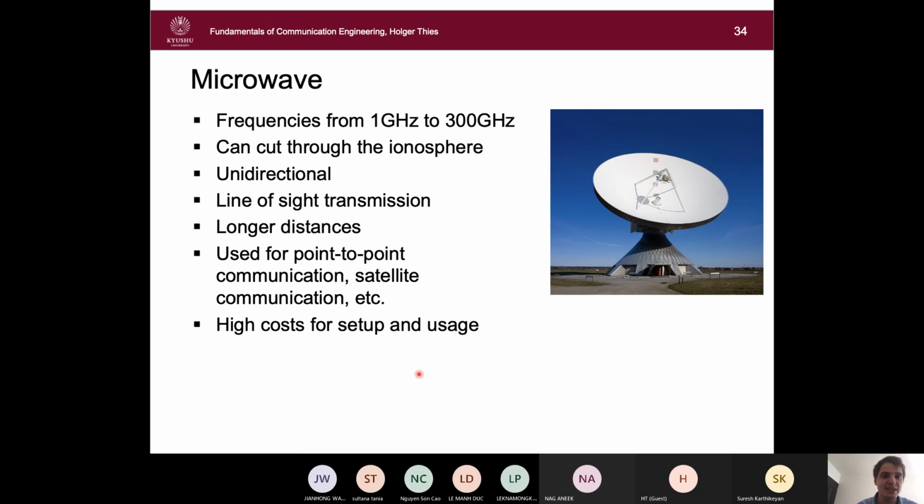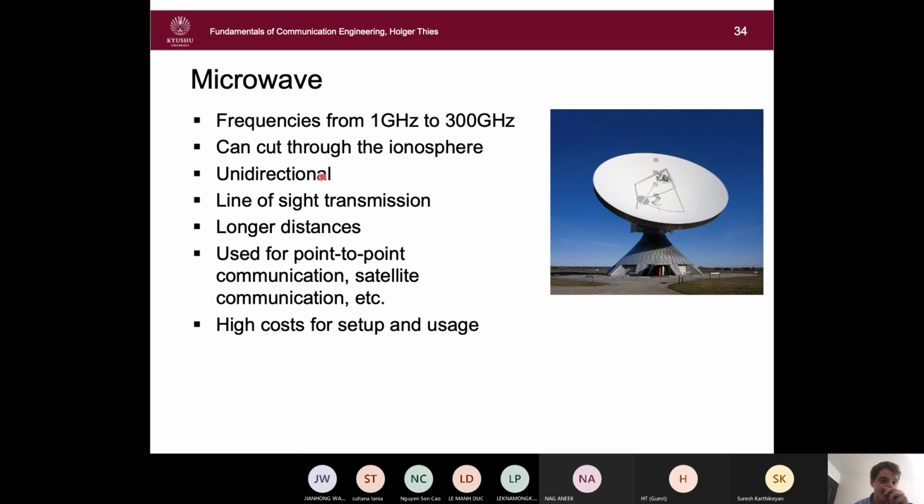The second one is microwaves. They have higher frequencies from 1 gigahertz to 300 gigahertz. They are used for sky waves because they can cut through the ionosphere. So this is why they are used in communication satellites. So they are often sent out by communication satellites. Different from radio waves, they are unidirectional.